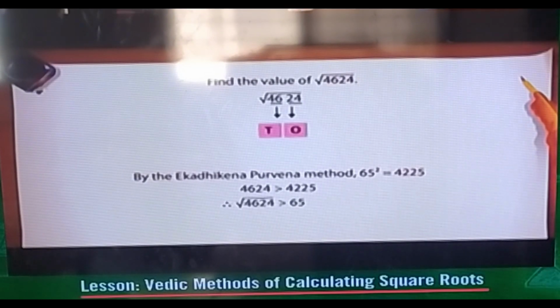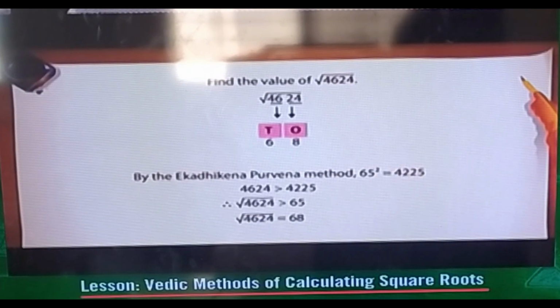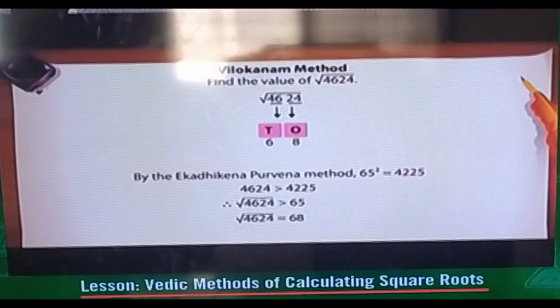The square root of 4624 is 68. With the help of the Vilokanam method, we can find the square roots of perfect square numbers in this way.